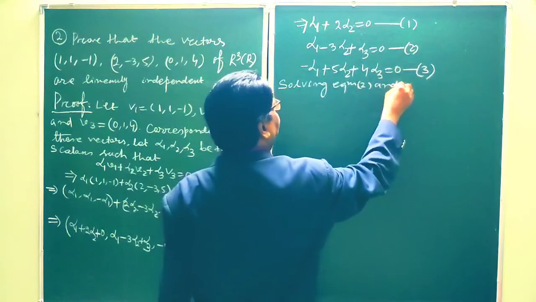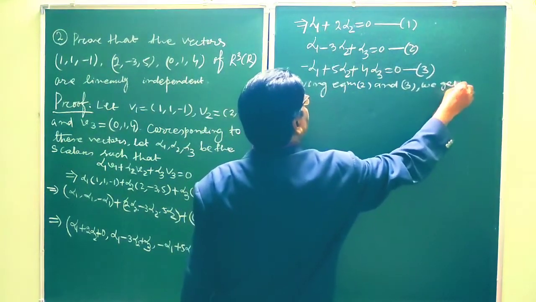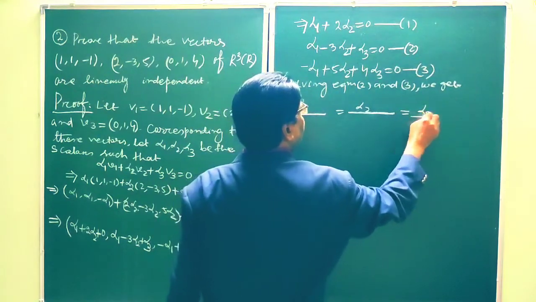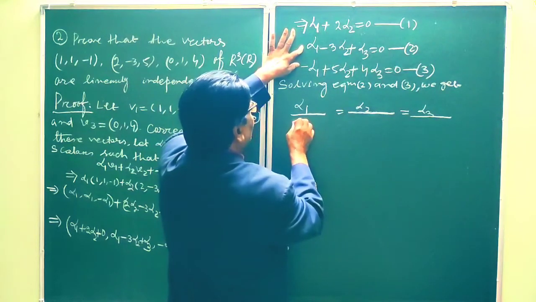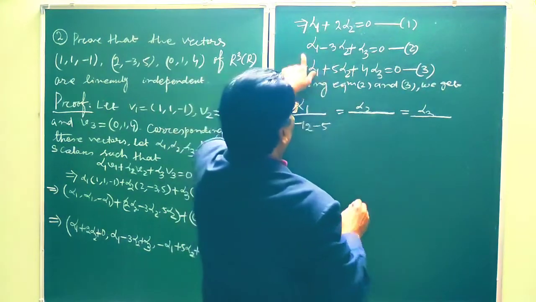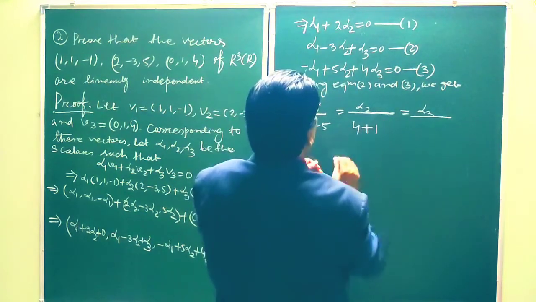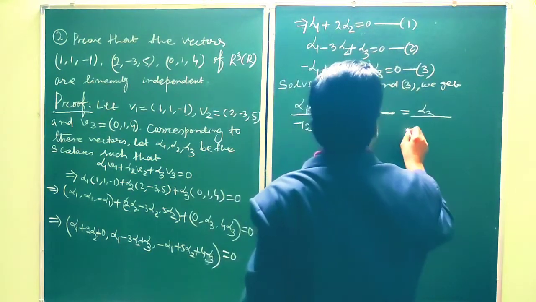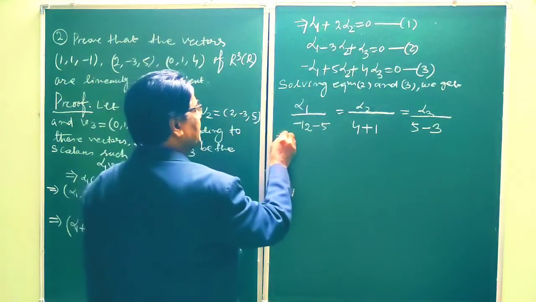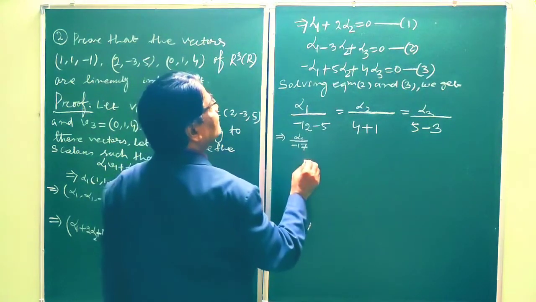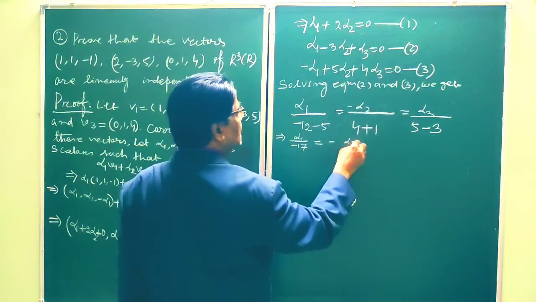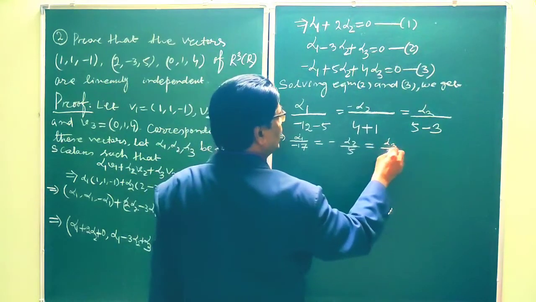Solving equations 2 and 3, we get alpha 1 by (minus 12 minus 5), alpha 2 by (minus 1 plus 4)... this one is (5 minus 3). So this implies alpha 1 by minus 17 is equal to minus alpha 2 by 5 is equal to alpha 3 by 2.